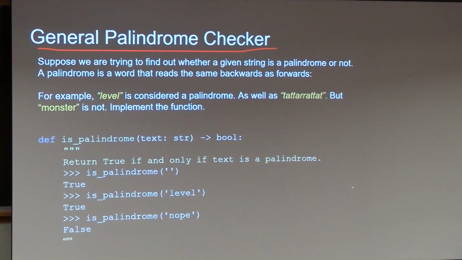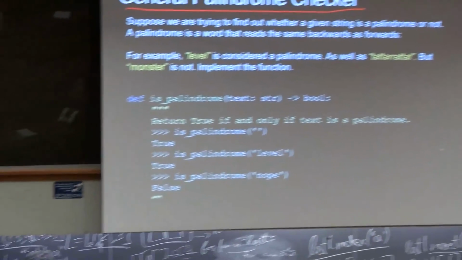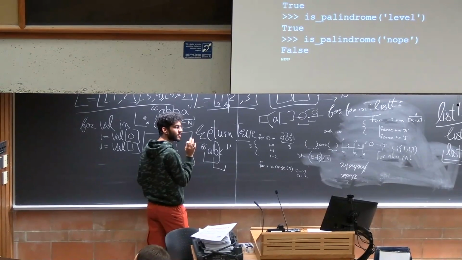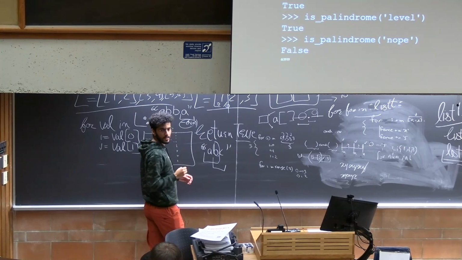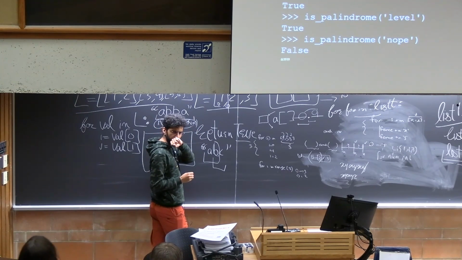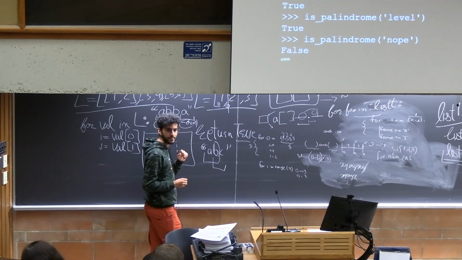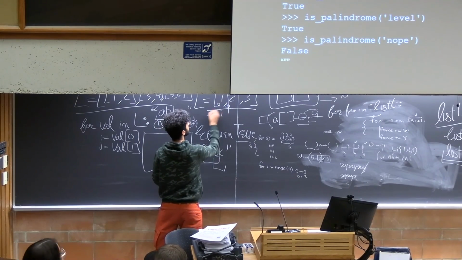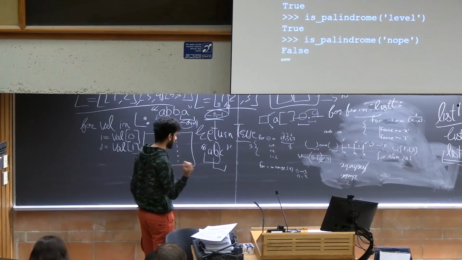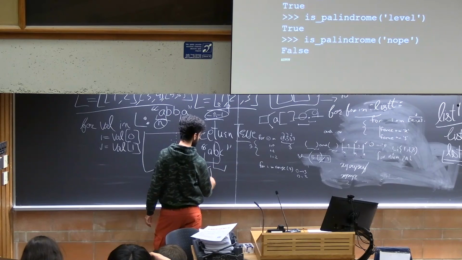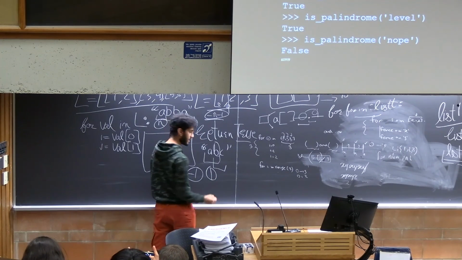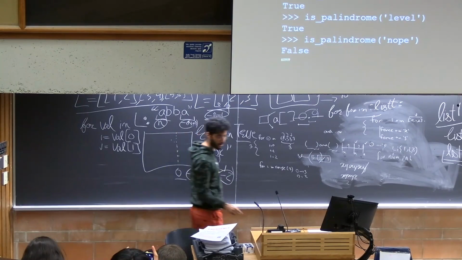Wait, you said n and negative n. Not negative n, my friend. It should be negative of n plus 1, and then that will be negative of n minus 1. So what you are doing is comparing the list: index 0 with minus 1, 1 with minus 2.